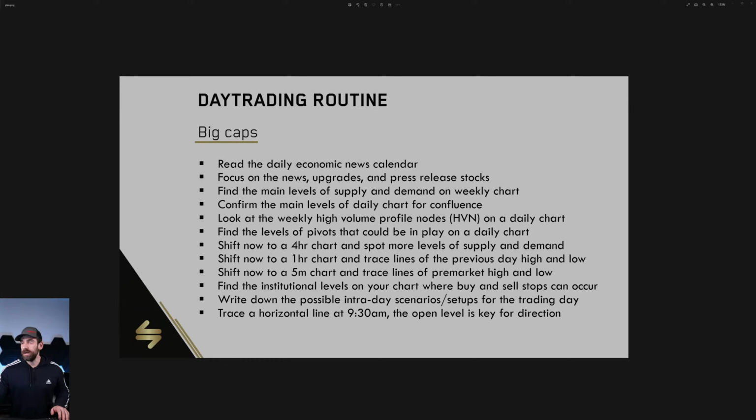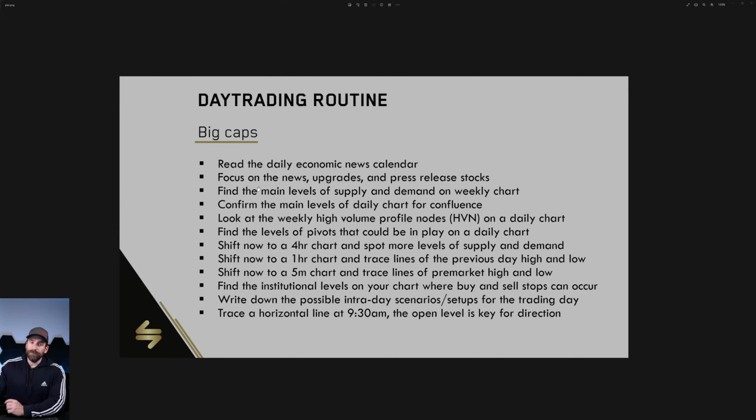So day trading routine, big caps. First of all, read the daily economic news calendar. There are a lot of websites where you can see the daily economic news, and the one I use is JTrader. Now we're going to implement this and much more soon. The levels are very important, but before, I like to read the economic news. Why? I need to know that today at 2 o'clock we're going to have, for example, the FOMC or other news. Then I start looking at the news of the stock that I'm interested in.